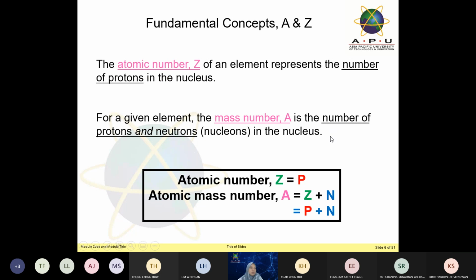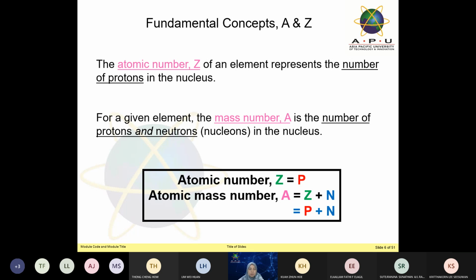Okay. Next is the atomic concept. Atomic number Z of an element represents the number of protons in the nucleus. For a given element, the mass number A is the number of protons and neutrons in the nucleus. So, for example, here, by looking at this, maybe you blur.